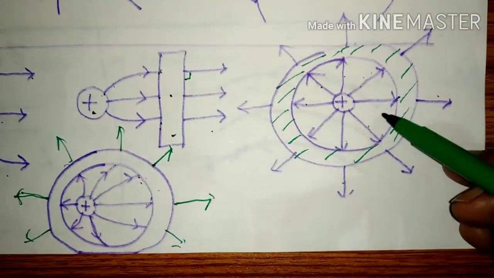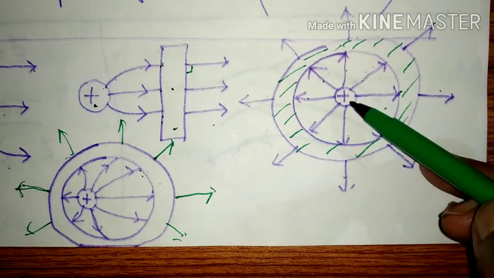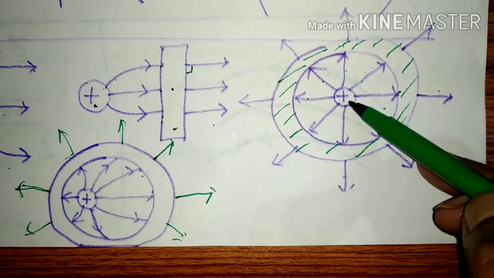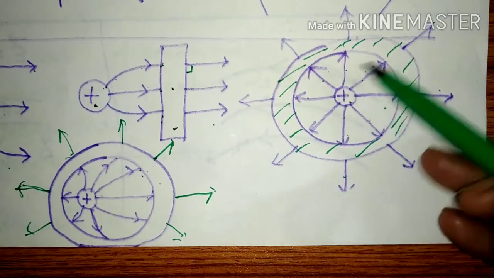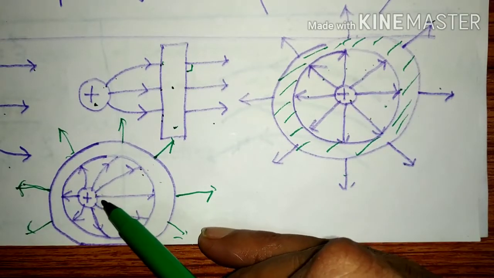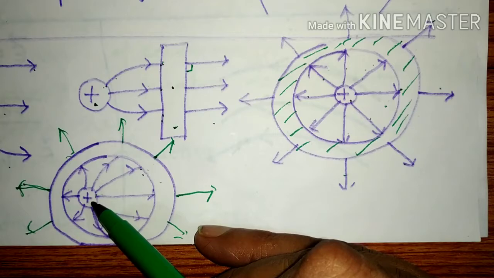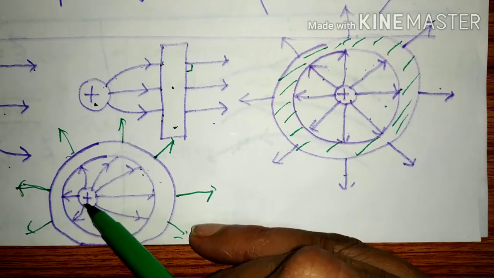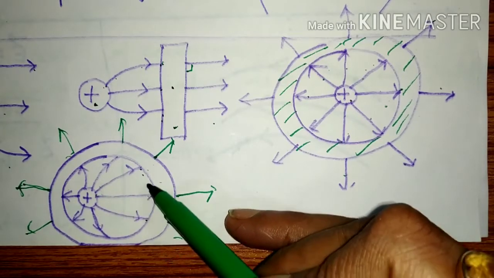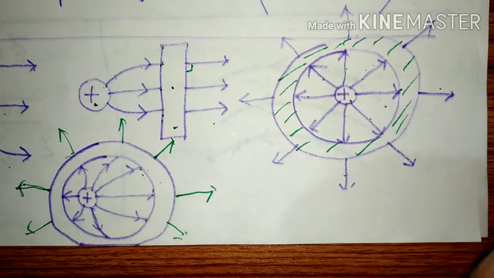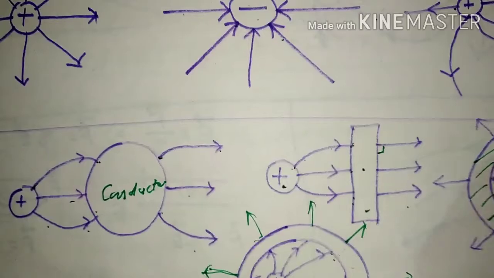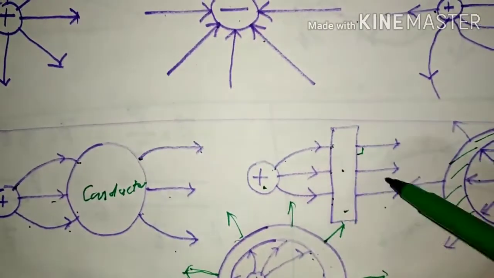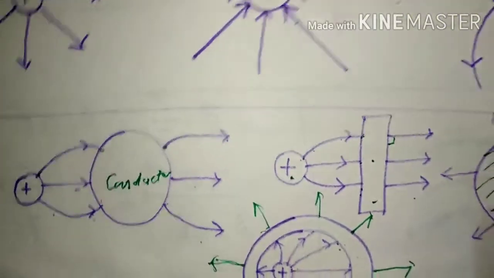Now just you see the difference in these two diagrams. Here the positive charge is at the center, so electric field lines are radial and outward. Here the charge is not at the center, and in spite of that the field lines will fall perpendicularly on the surface. So this was the second property, that electric field lines are always perpendicular on the surface of the conductor.